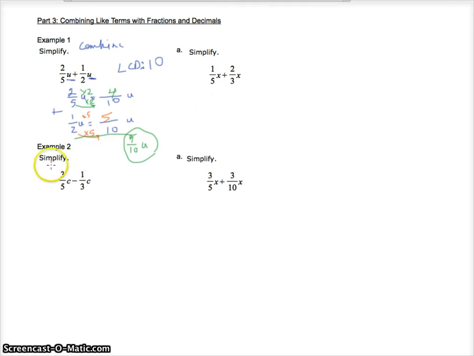In example 2, it says to simplify. Here I've got 3/5 c minus 1/3 c. So here again I can combine these because they're the same variable. I need to find my LCD of 3 and 5, which would be 15. Now I can set up my subtraction. 3/5 minus 1/3 c. These are both going to equal something over 15 c.